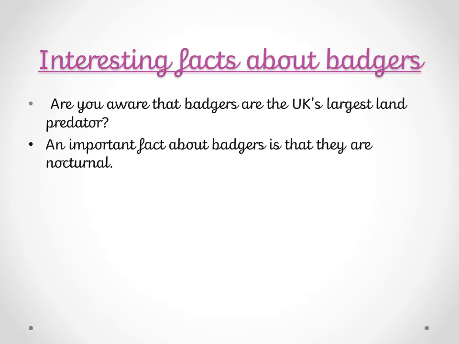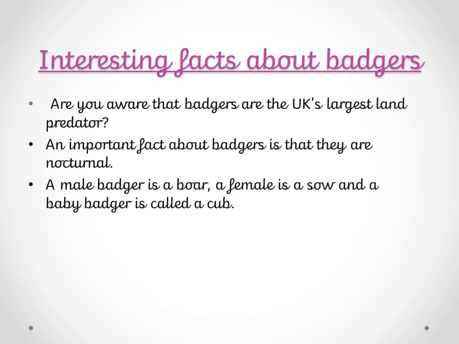Another interesting fact that I found was, an important fact about badgers is that they are nocturnal. I have taken this sentence starter, an important fact, and I have just added this fact about badgers. And again, I have started a new line after this one with a bullet point. Let's find out another fact about badgers. So again, another bullet point, and I've started a brand new line underneath, okay? A male badger is a boar, a female is a sow, and a baby badger is called a cub. I've separated them with a comma and finally an and. So I have got 3 interesting facts all about my creature, and I've used bullet points to list them underneath the subheading, okay? I hope that makes sense.